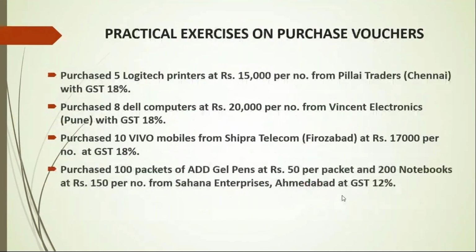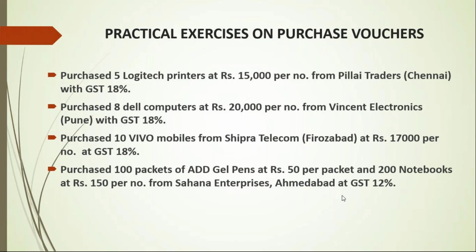Yes. Now, for interstate invoice supply, we have a couple of exercises. First of all, we have purchase 5 Logitech printers at 15,000 per number from Pillai Traders, Chennai. My company is situated in Bangalore. Okay. Now, in these cases, from Bangalore, the goods are being purchased, right? And from where? It is Chennai. So what type of tax is applicable? It is interstate. It is IGST.